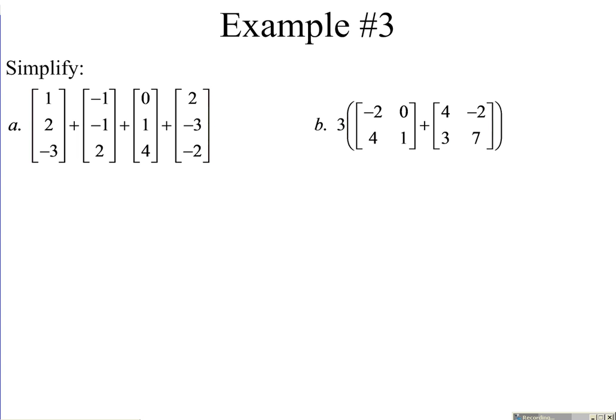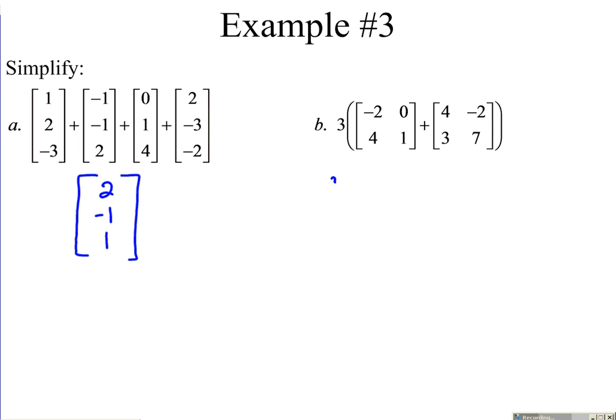Okay, multiple operations. Add all these up. We're going to get a 3 by 1 matrix out. Add up everything in row 1. We're going to get 2. Add up everything in row 2. We're going to get negative 1. Add up everything in row 3. We get positive 1.